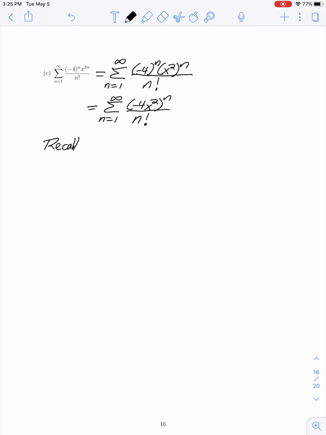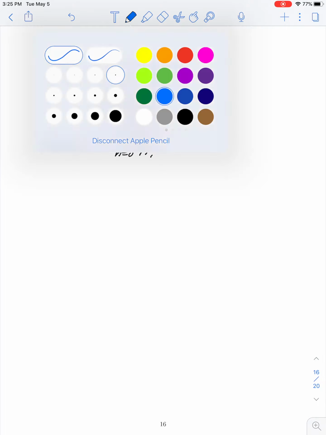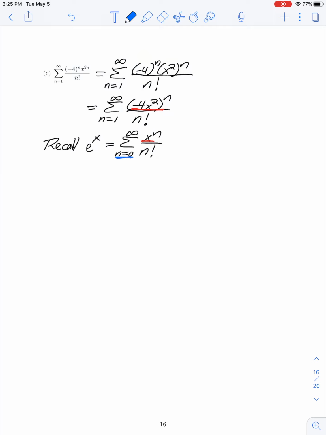So let us again recall that e to the x is the sum from 0 to infinity of x to the n over n factorial. So that's almost exactly what we have here. We have this x to the nth being replaced by negative 4x squared to the nth. And then our summation is starting at a different index value. Instead of starting at n equals 0, we see here that our initial term corresponds to n equals 1.